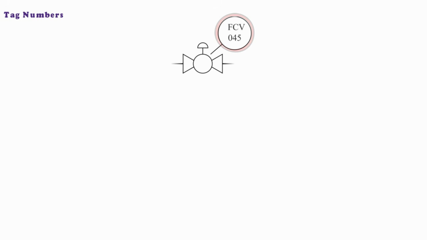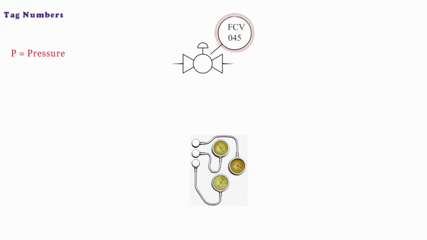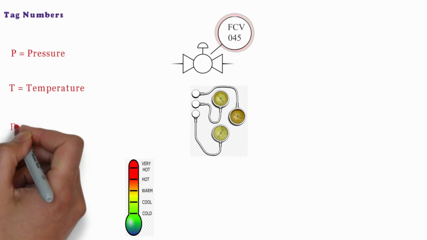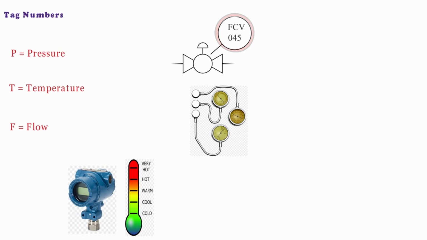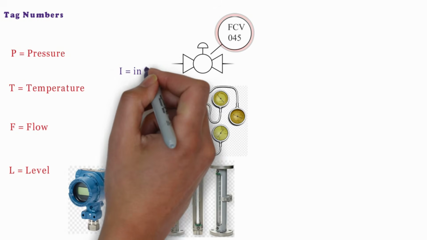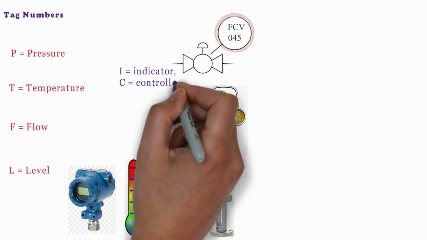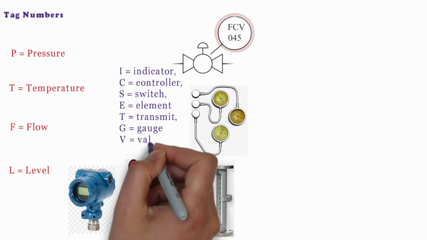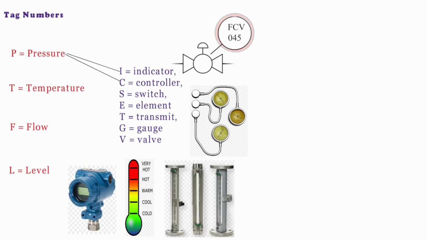Typical functions are display, record, transmit, and control. For example, P is for pressure, T is for temperature, F is for flow, and L is for level. And all the other indicators, controllers, switch, element, transmit, gauge, and valve are typically the functions they can perform.